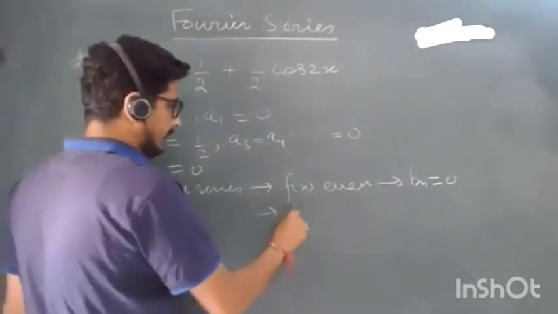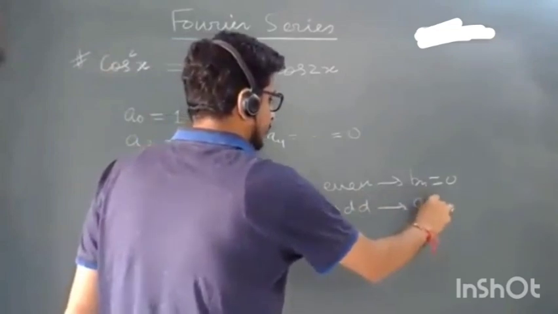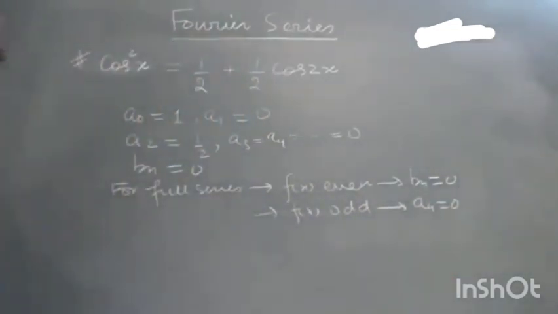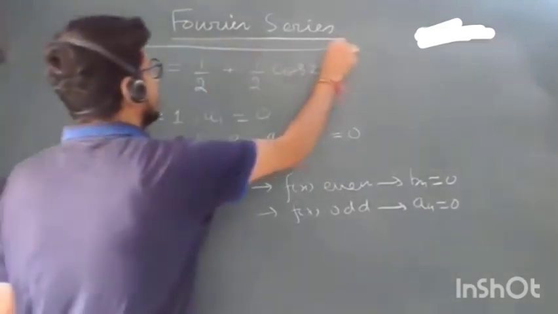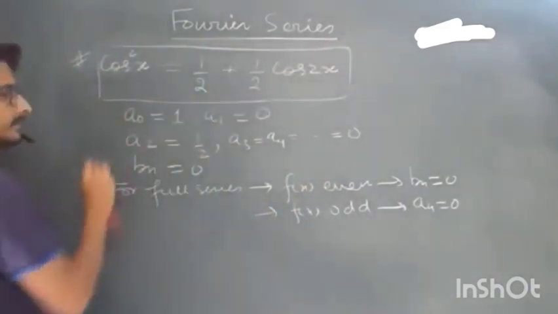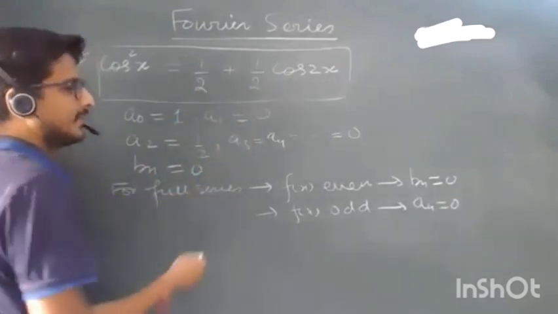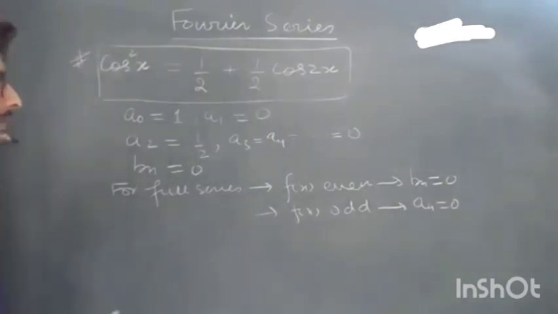And if f(x) is odd, then a_n will go to 0. Correct? If f(x) is odd, then a_n will go to 0. Similarly, you have seen this in high school, haven't you? Yes, sir. But you would not have seen that these are Fourier coefficients. These are just Fourier coefficients.